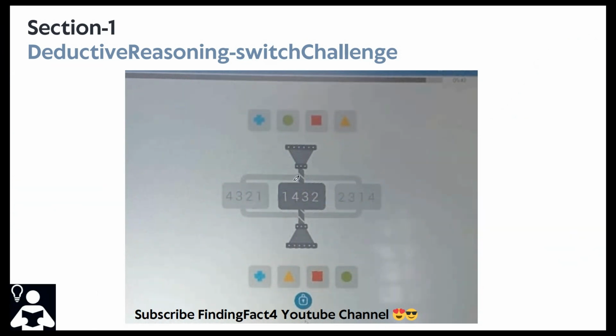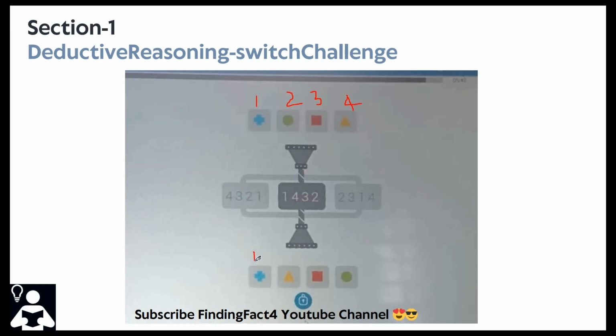So let us see an example here. Here it is an actual question from the Cognizant exam, and there is a timer of 9 minutes over here. A number of keys and switches are given. We need to choose the right switch which suits this. So let us consider plus as 1, circle as 2, square as 3, and triangle as 4.